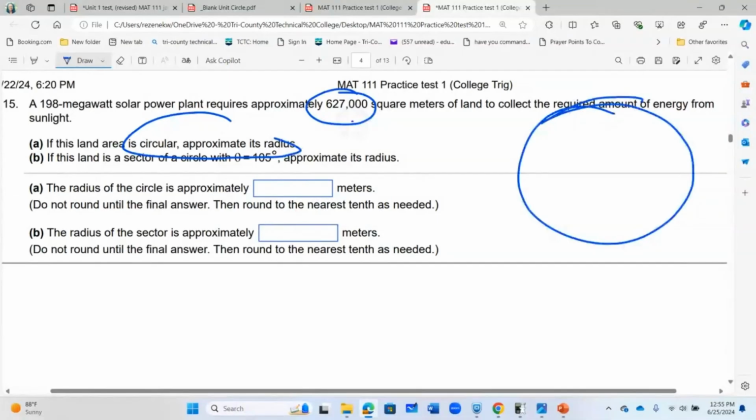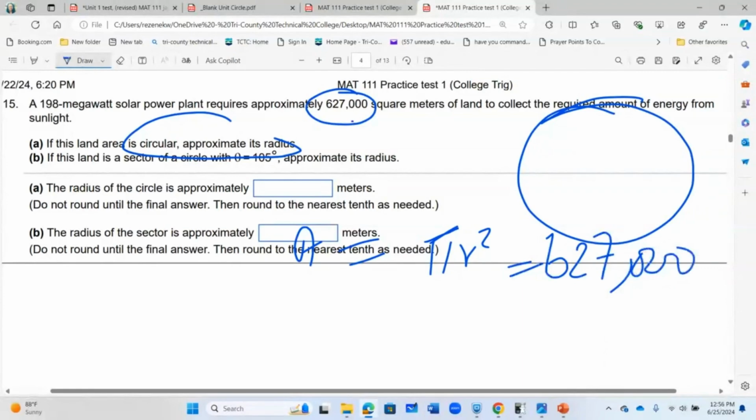One thing you want to know is that the 627,000 square meters is the area of that circle. Area of a circle is pi r squared. So pi r squared, which is that area, is equal to 627,000 square meters. So they give you the area. If this land area is circular, approximate its radius.